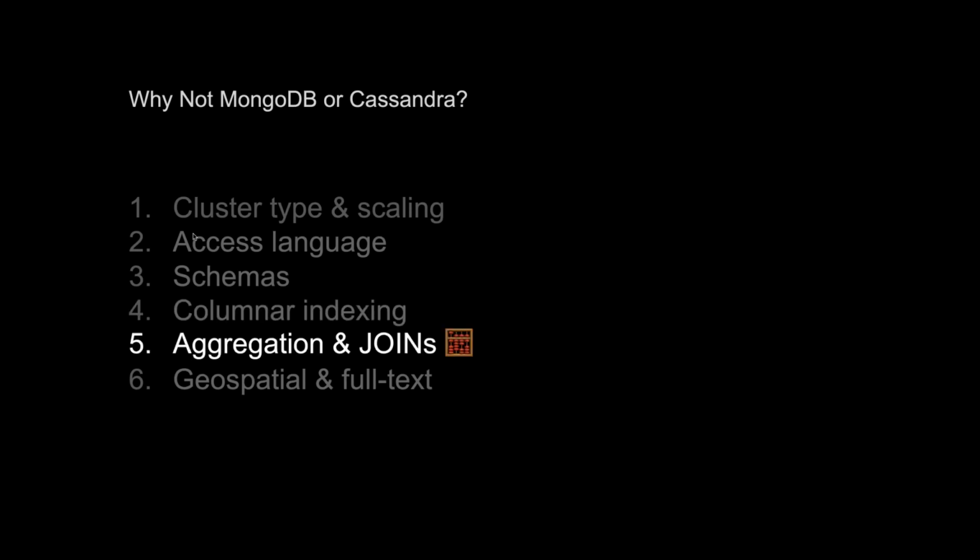And speaking of aggregations and joins, CrateDB supports aggregation queries and full joins, whereas neither Cassandra nor MongoDB support this. Finally, we have geospatial queries and full-text search. Both Cassandra and MongoDB have limited support for full-text search and no support for geospatial queries. And CrateDB has Lucene-powered support for both of these functionalities.